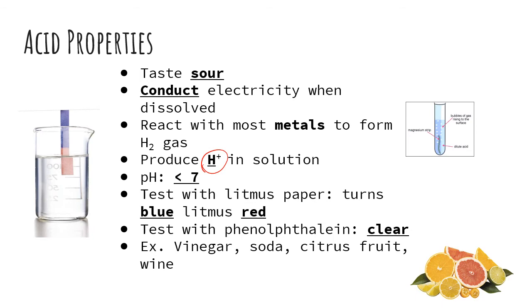We have 2 tests for acids and bases we need to be aware of. The first is called litmus paper. So if we have an acid, we're going to put blue litmus paper in there, like in this picture, and it's going to turn red. There's also red litmus paper, but if you put red in an acid, it just stays red. So we're going to use blue, and it's going to turn it red. There's also an indicator called phenolphthalein, and in an acid, phenolphthalein is clear. So some examples of commonly known acids: vinegar, soda, coffee, citrus fruits, and wines.